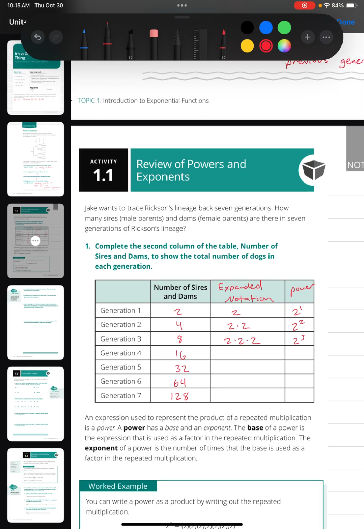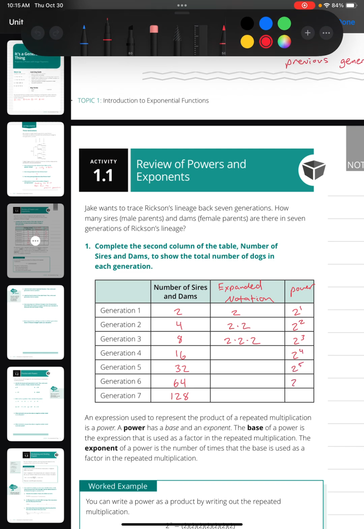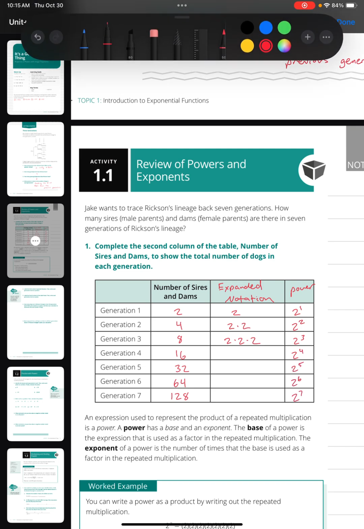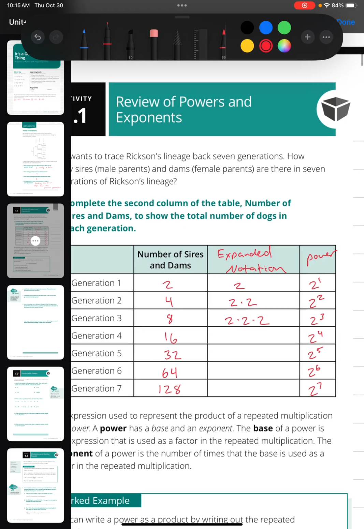And I could go ahead and keep filling in the powers, then I'll go back in and fill expanded notation. So then we're going to have 2 to the 4th, 2 to the 5th, 2 to the 6th, and 2 to the 7th. So we can think of that's the number of 2's we're going to be multiplying together. So here's 4 of them, then 5, and 6, and then 7.